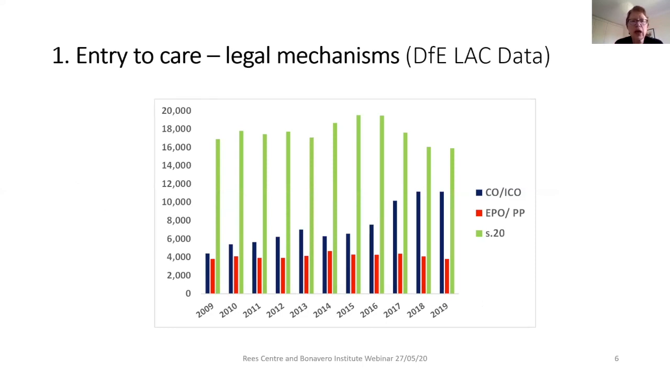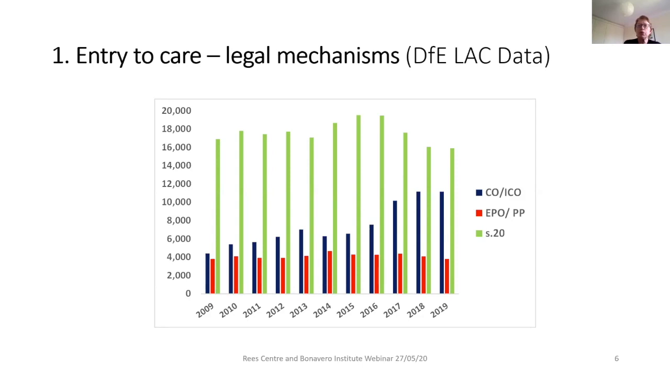So let's look at what this looks like in the data. This is about entry to care. Those of you who are familiar with the DfE data know that entry is recorded on first entry, and then everything else, any changes in legal status, appears in the episode data. But this is from the first entry data, from the published statistics.